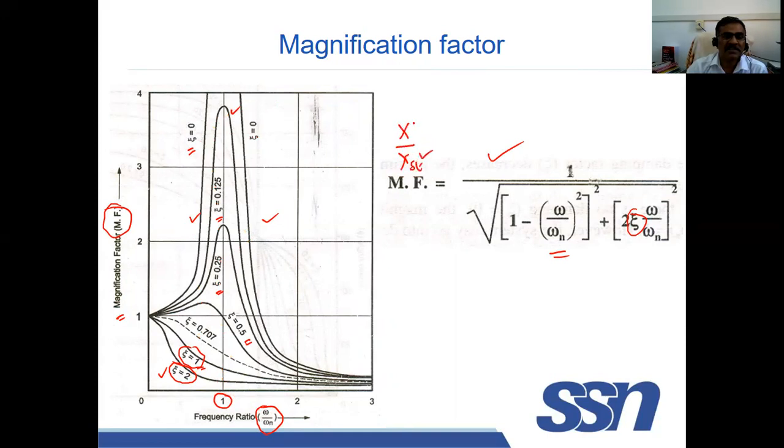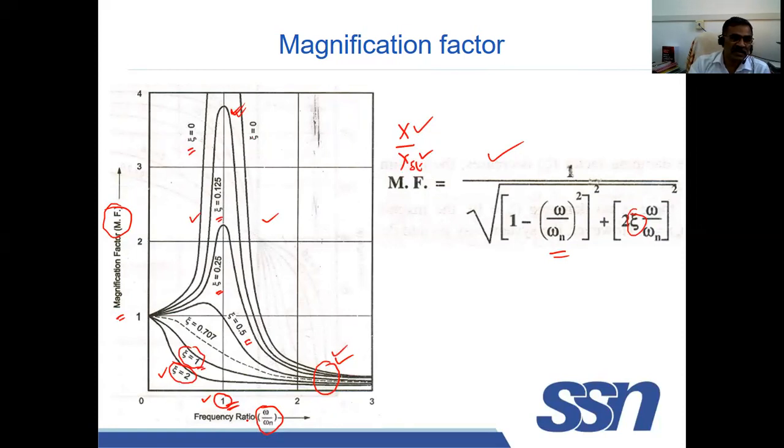This is static deflection. This is amplitude of vibration. So what you can understand is, at natural frequency, that is omega by omega n equal to 1, that is resonance, the magnification factor is more and the amplitude of vibration is also more. As omega by omega n value increases, after 2, the magnification factor and the amplitude of vibration decrease drastically.